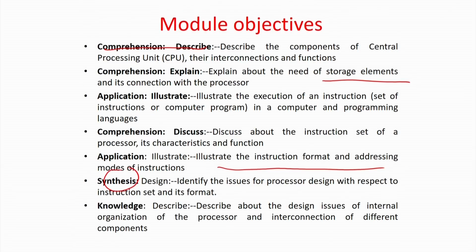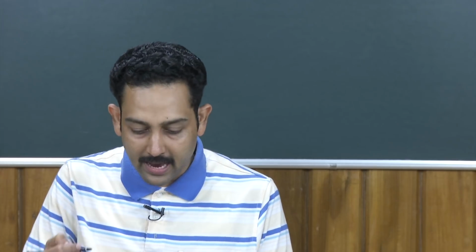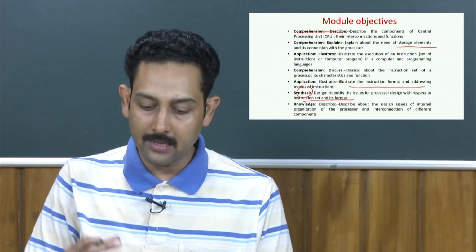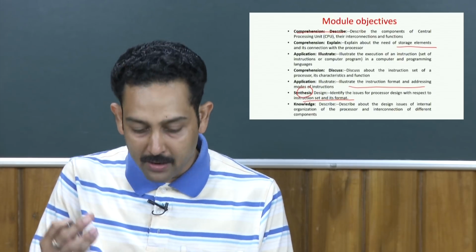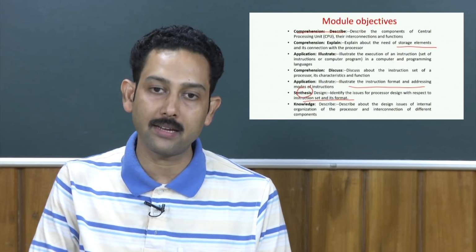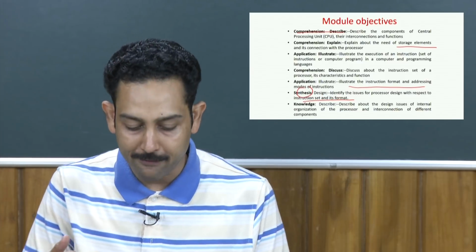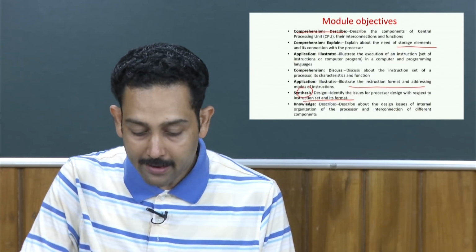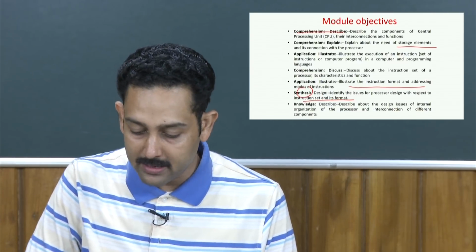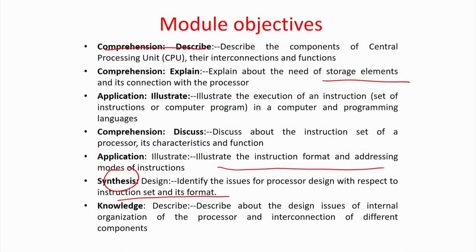The next important objective is synthesis: based on all the knowledge, you will be able to design. That is, you will be able to identify the processor design with respect to the instruction set and its format. It will be quite easy for you to design and identify the issues, that is, how you can design a processor if the instruction set and its formats are given, what the issues are, and how you can make it efficient. Finally, the final objective is that you will be able to describe the design issues of the internal organization of the processor and the interconnection of different components.